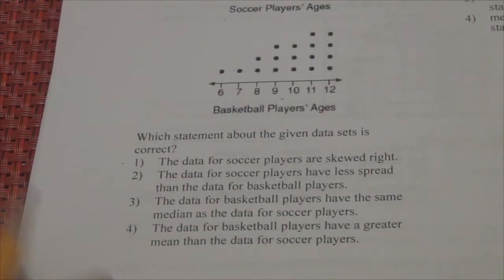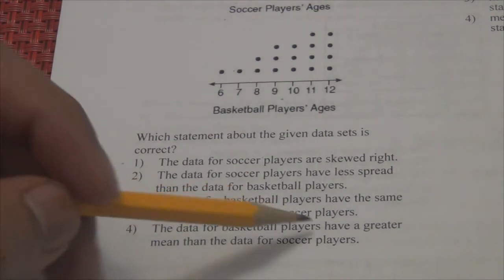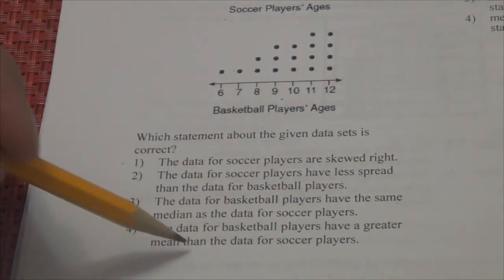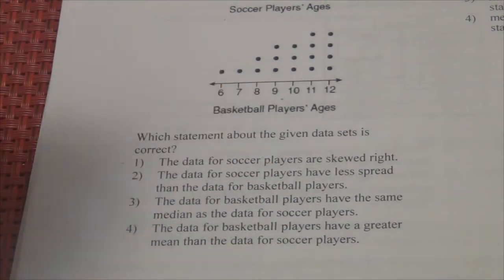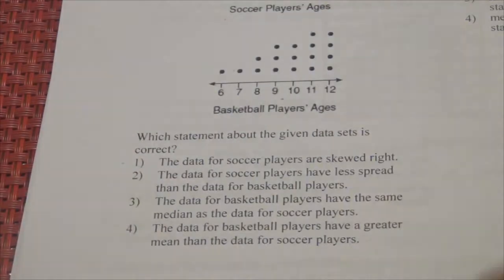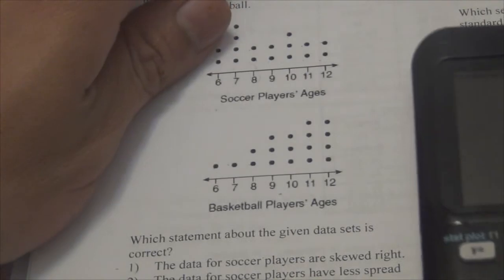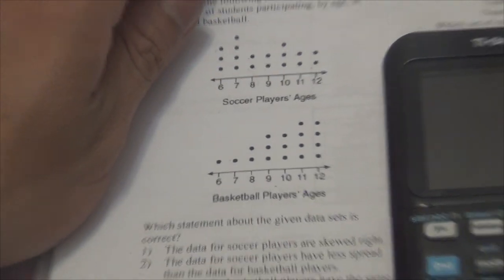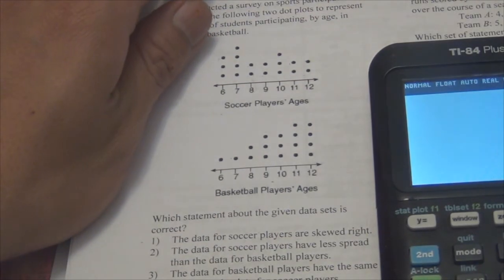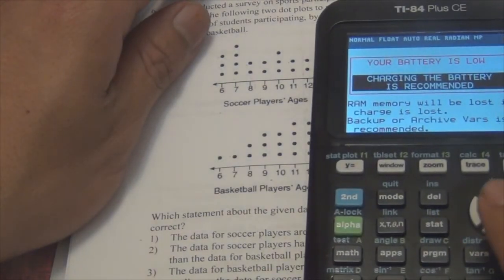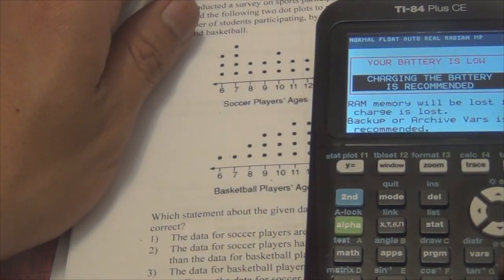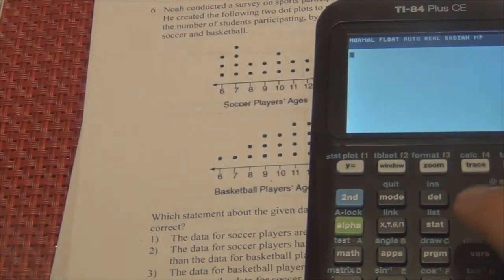Let's look at the last choice. The data for basketball players have a greater mean than the data for soccer players. You know what? Enough of this. When they talk about median, mode, and how to interpret these things, then let's just use the calculator. If it still works. Look, it's dying. It says charging the calculator is recommended. I don't care.